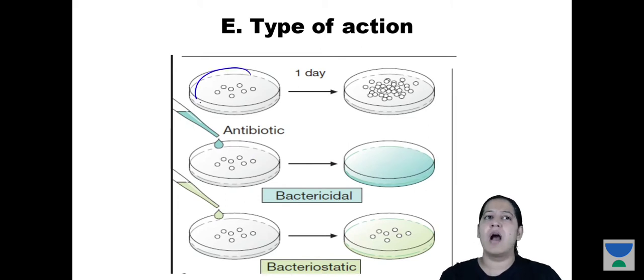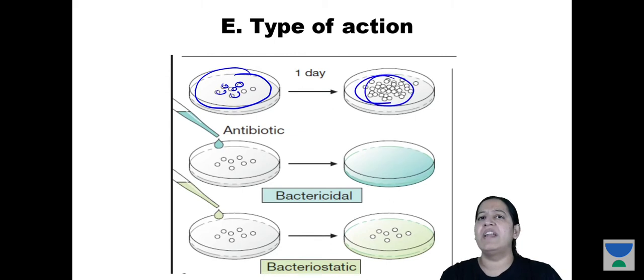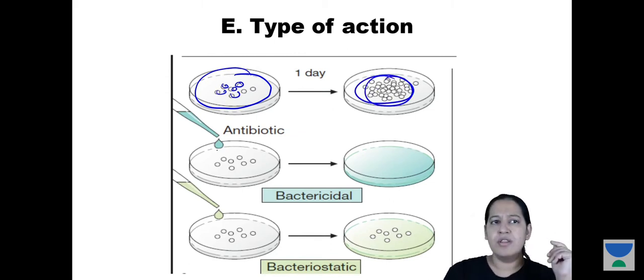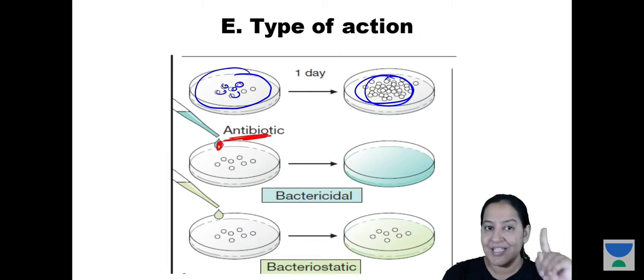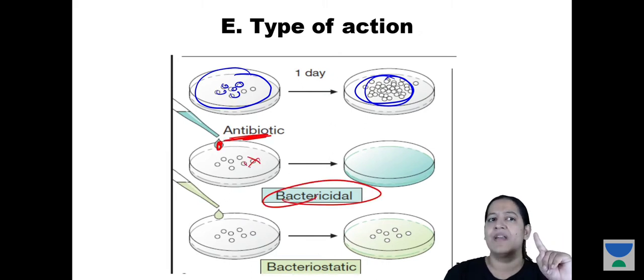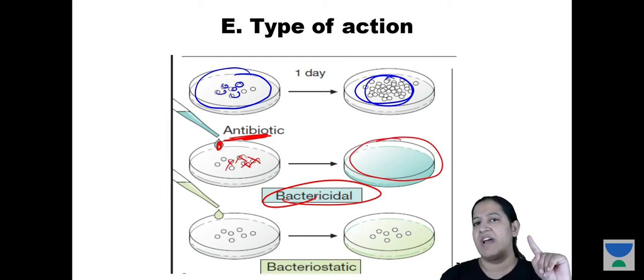You see, this is an agar plate. These are the bacterial colonies. If you grow them, they will divide and multiple colonies are formed. If on this plate, you add a few drops of an antibiotic that is bactericidal, all the bacteria will be killed and none of them will survive. So bactericidal kill bacteria.